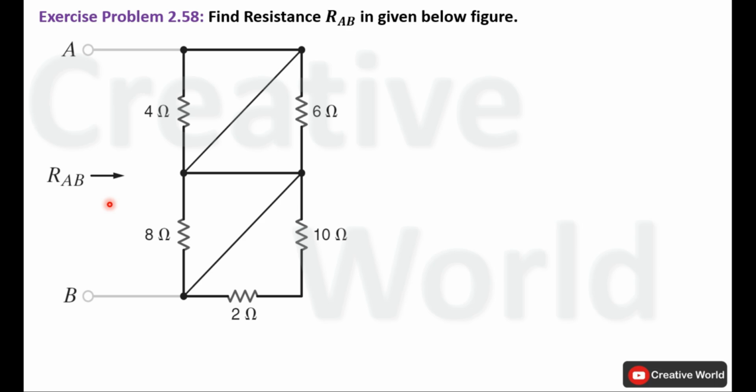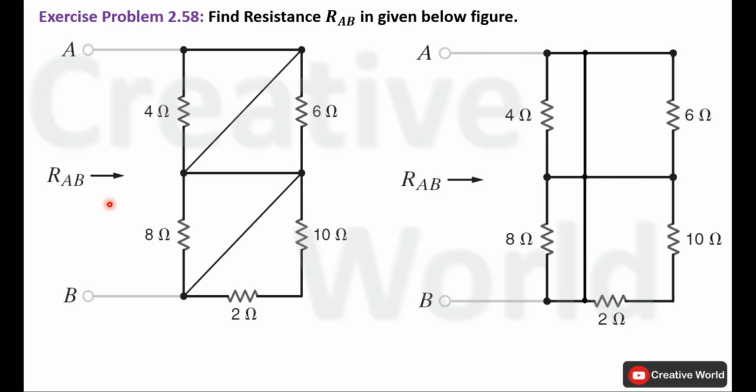Before solving this problem, we will modify the circuit. The modified circuit is displayed on the right hand side. We just swapped the positions of these two connections. The positions of these two connections are converted into a vertical connection rather than a diagonal connection.